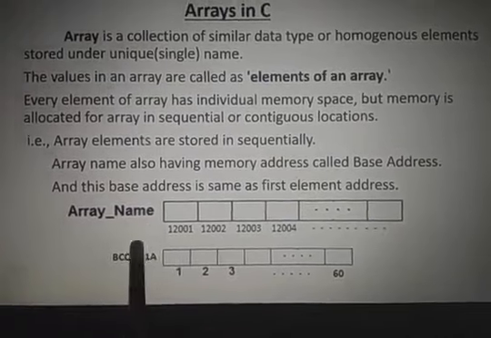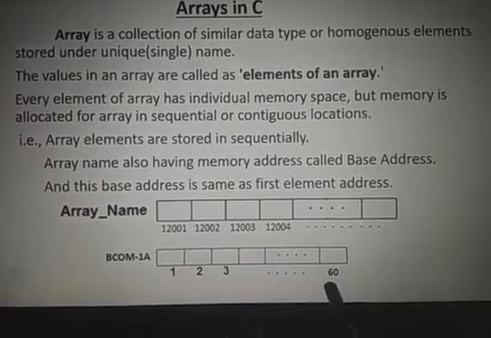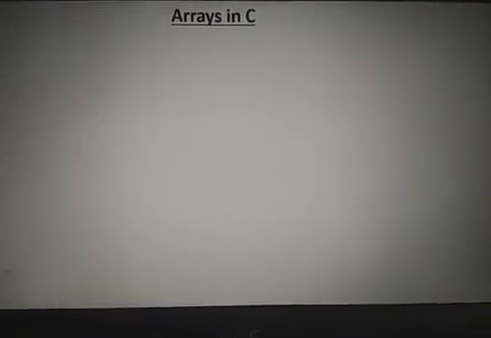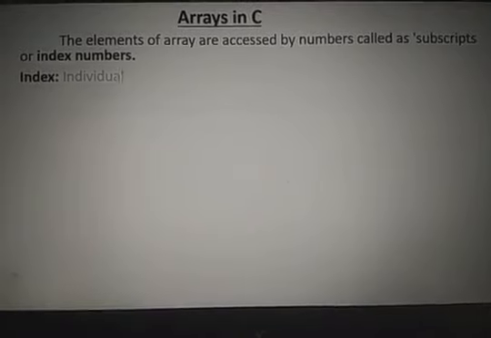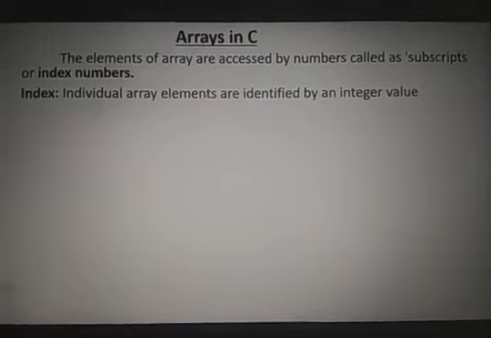60 elements are there in one class. One name storing different elements of the same data type. Right? Now, the elements of an array are accessed by using an index number. What is an index number?